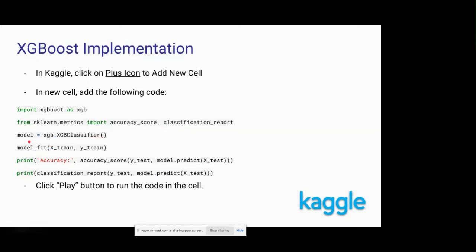And so to create a model, we're going to create a variable called model. And so model is equal to xgb.XGBClassifier. And we're going to fit our training data, so our X_train and Y_train. Then we're going to print our accuracy score, and we're also going to print our classification report. So click the play button to run the code in the cell after copying all this code down. And if you ever get lost, you can check out the Kaggle link, or you can consult this presentation that I've linked in the drive, or you can ask Viren for any help.